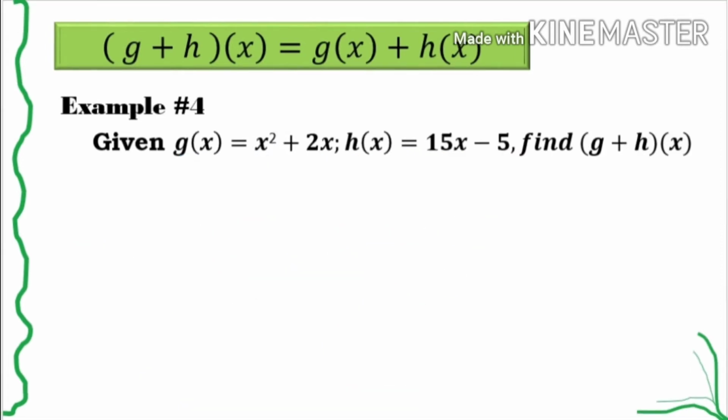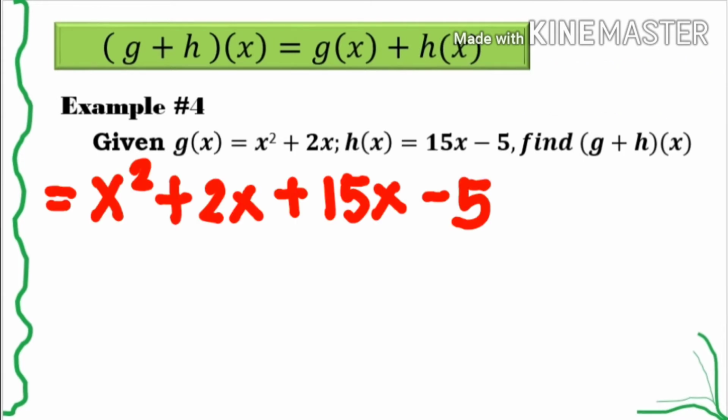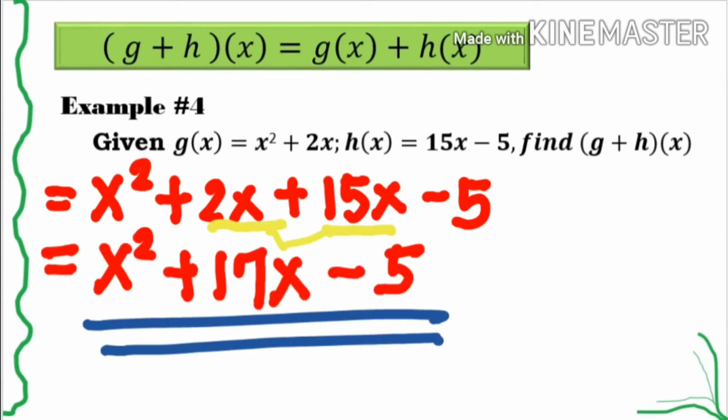Example number 4, given g of x equals x squared plus 2x, h of x equals 15x minus 5, find g plus h of x. Substitute the given to the formula, then combine like terms. So x squared, 2x plus 15x is 17x, minus 5. So our answer is x squared plus 17x minus 5.